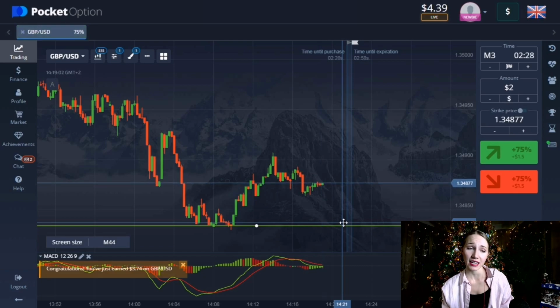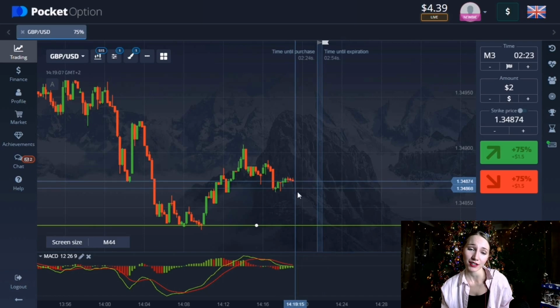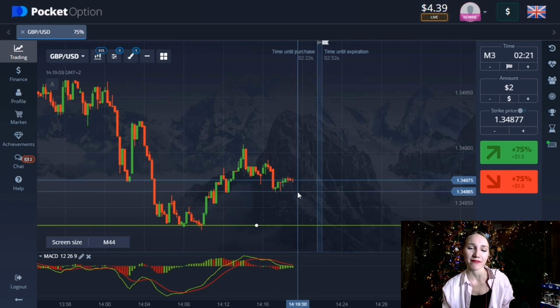Well, it's not bad. The price continued moving down and we are getting profit. The indicator showed us a very good entry point again, so let's continue.